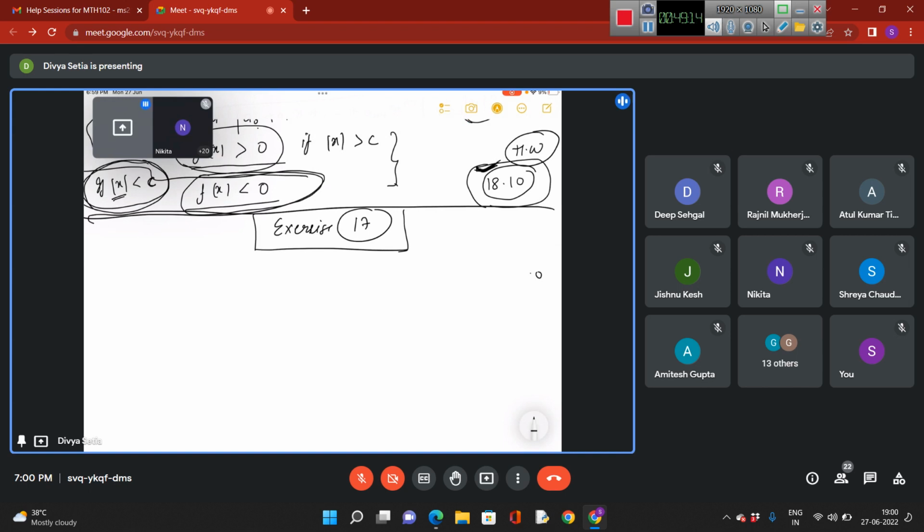Okay, so let's start with 17 section. 17 section's back exercises are easy ones. Let's see how much you know. Here you just have to apply continuous function and algebra of continuous functions and sequential criterion.